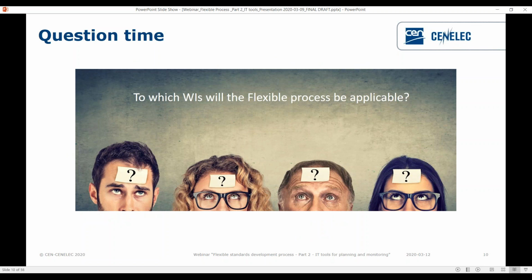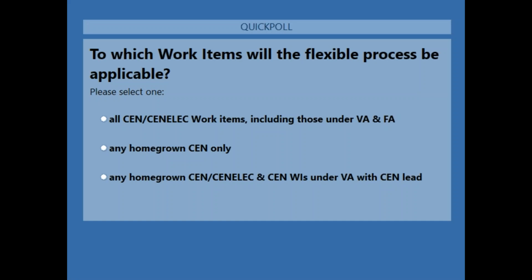And now it's time for some questions. Yes, we are going to open a poll. The first question for our poll is: to which work items will the flexible process be applicable? Give us a second to launch the poll. It should normally be up now.